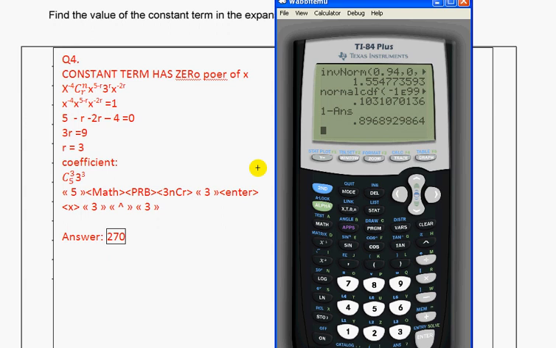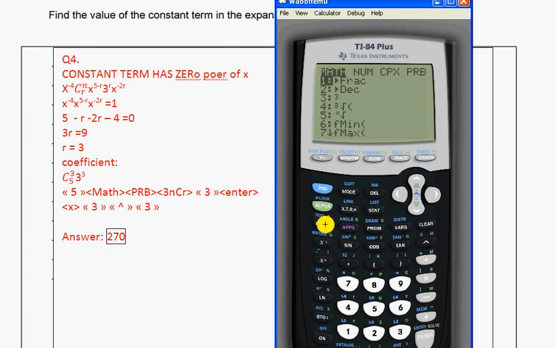So let's clear everything. Clear, right. I put here 5. Then I press math. I go to, you see here probability, so the easiest way is to move to the left. So now I'm at probability, and I see the line for nCr. It is the third line. And if I press 3, I have it. It is 10.